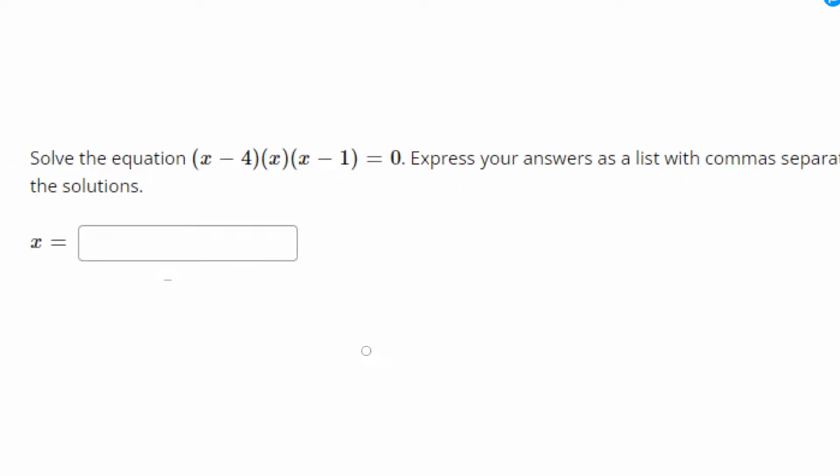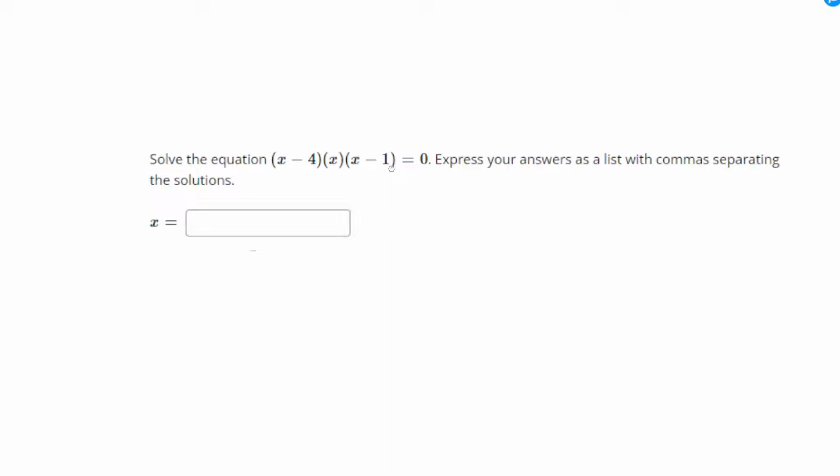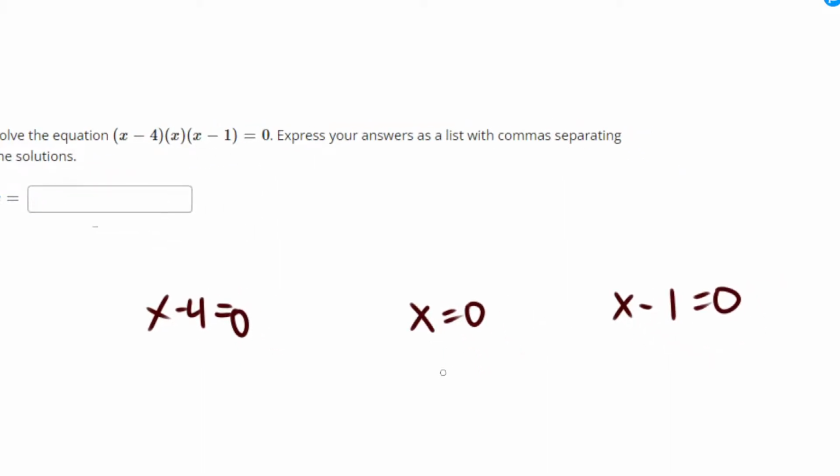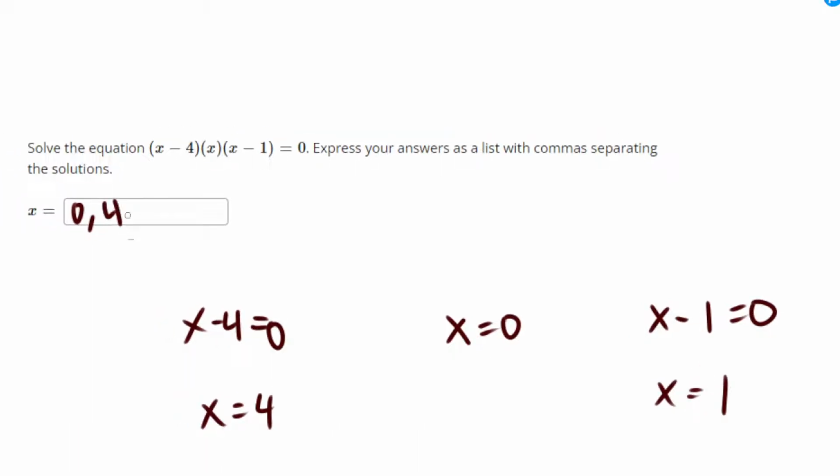Solve the equation. So this one, we basically want to know what will make this equation equal 0. And we know that 0 times anything equals 0, right? So if x minus 4 equals 0, the whole thing will turn 0. If x equals 0, the whole thing will turn 0. And if x minus 1 equals 0, the whole thing will turn 0. So we already know x equals 0 in one of the examples. And then we can isolate. So we have x equals +4 and x equals +1. So 4 and 1.